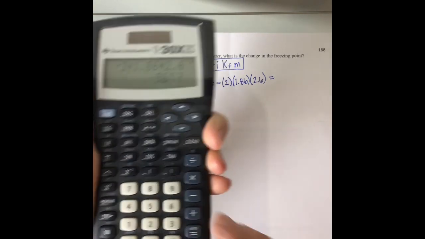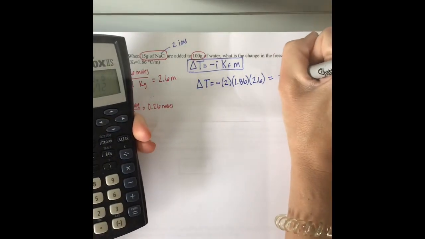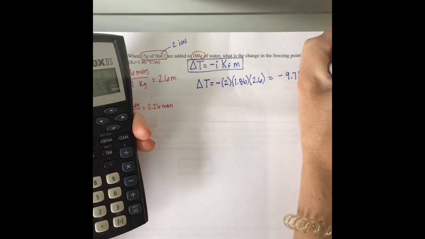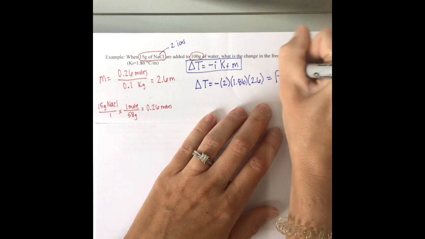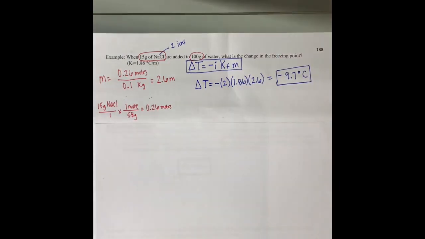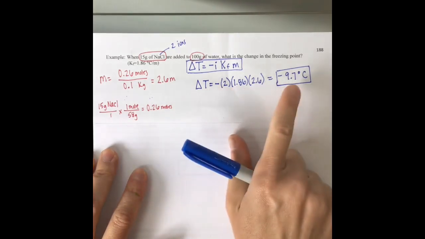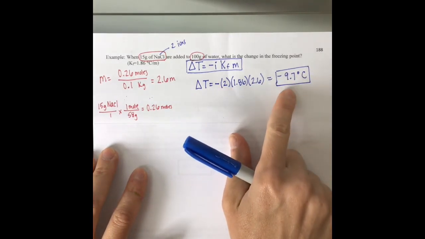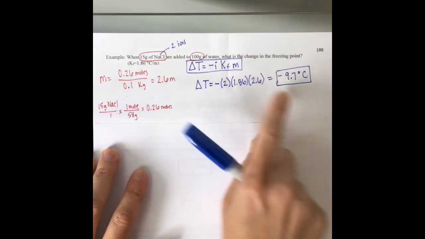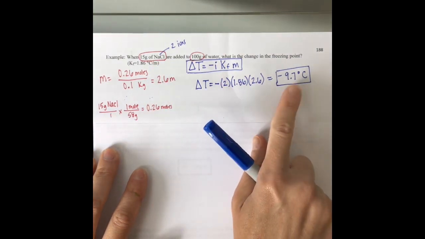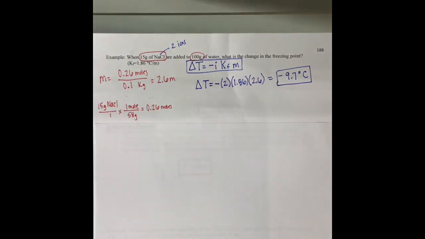We should get -9.7. And since this is a temperature, it's going to be in degrees Celsius. So what that is telling you is that the change in temperature is 9.7 degrees colder because the salt is dissolved in it. It's going to freeze at -9.7 as opposed to 0 degrees Celsius. It lowered the freezing point of that water.